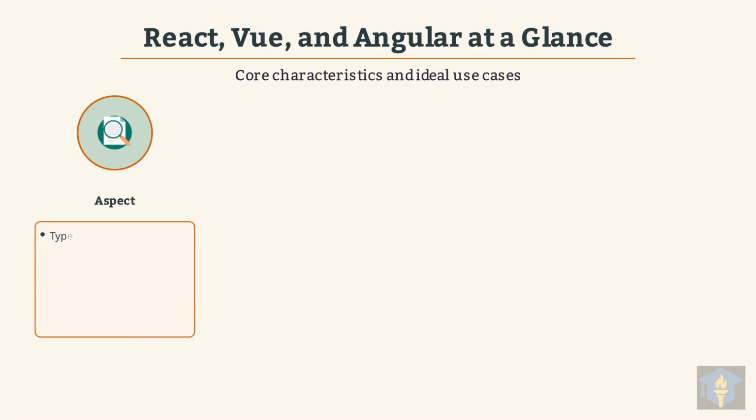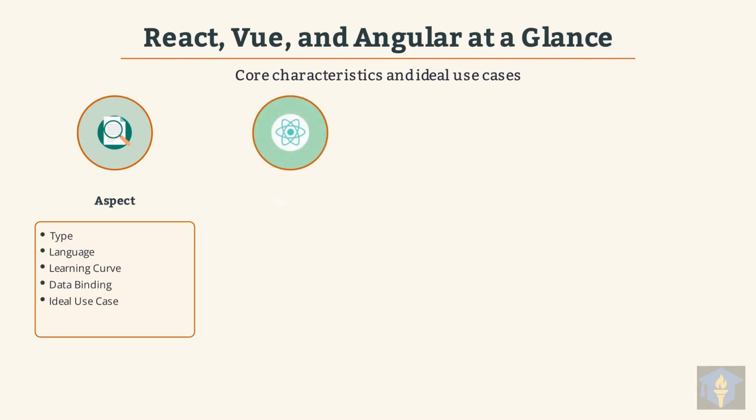First, let's consider their type, whether they are a library or a full-fledged framework. Next, we'll look at the primary language used for development within each of these ecosystems. Then, we'll consider the learning curve, which indicates how easy or challenging it is to get started. After that, we'll discuss their approach to data binding, an important concept for managing application state. Finally, we'll identify the ideal use cases for each, guiding you on where they shine best.